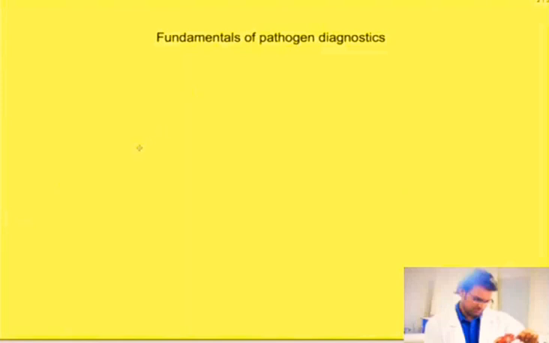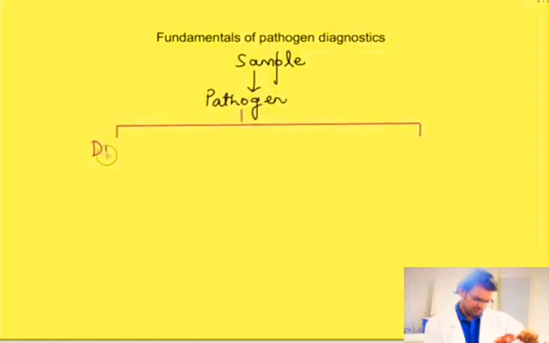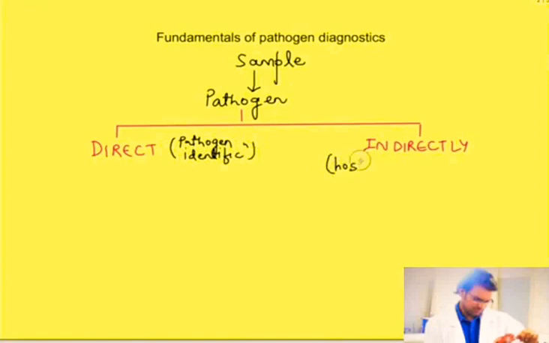To detect the pathogens which have infected our body, we need to get an appropriate sample from the body and establish the presence of the pathogen in the sample either directly or indirectly. Direct methods mean we directly see either the whole pathogen or recognize a part of it. And indirect means we assess the host response to the pathogen.